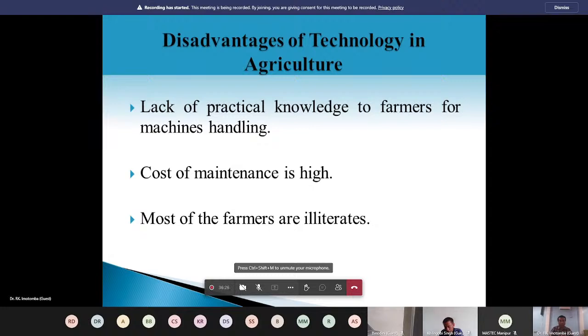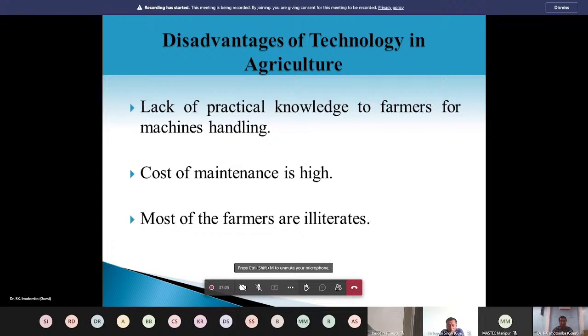so that this particular disadvantage may be overcome. Then cost of maintenance is high, no doubt. The cost of maintenance of machines is high, but they are largely available in the market, or available as custom hiring at different locations, so farmers don't need to purchase their own equipment. They can hire from the custom service, the government sources or the cooperative societies, so the maintenance cost is negligible and they normally pay the actual amount for using the machines.